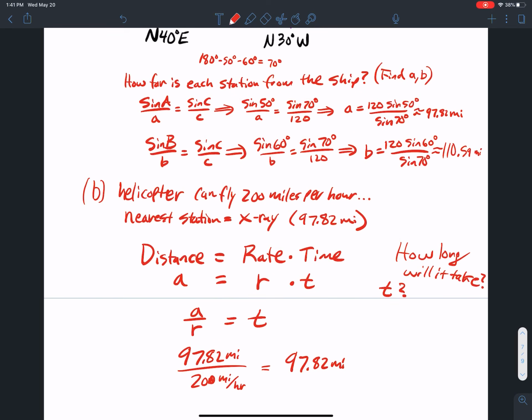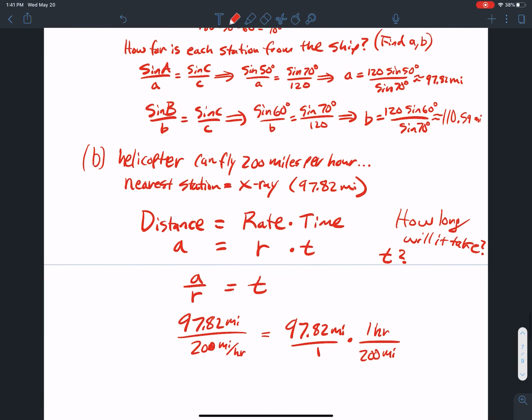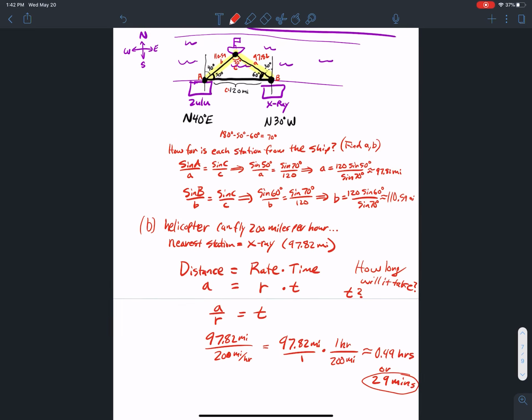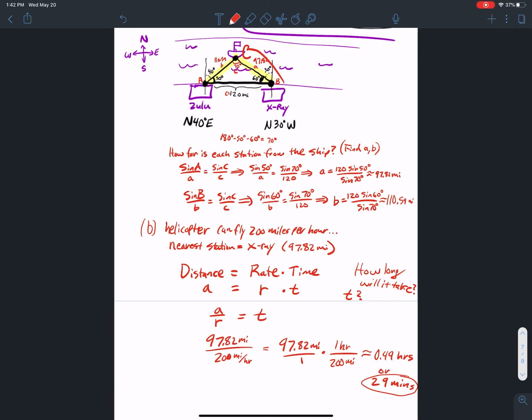97.82 miles over 1 times 1 hour over 200 miles. Keep, change, flip. And so when I type that in, I get 0.49 hours, or roughly 29 minutes. So it'd take the helicopter about 29 minutes to come out and rescue the ship.